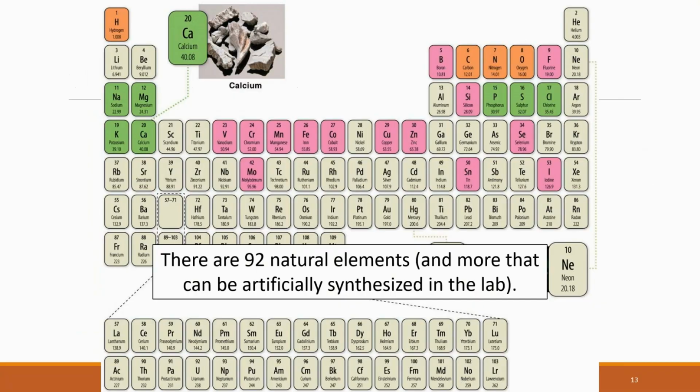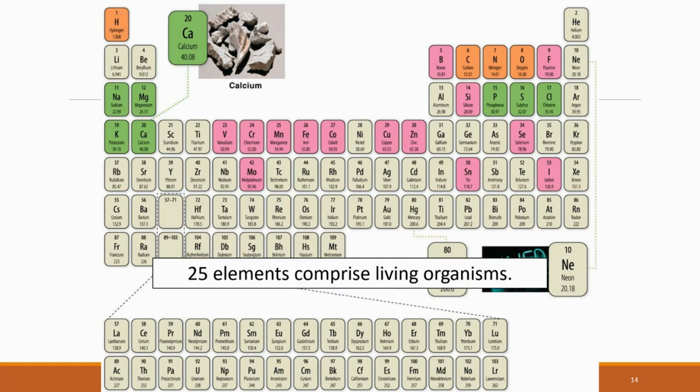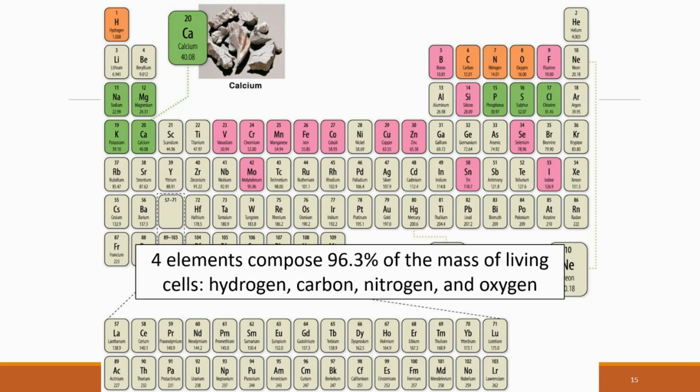And here again, we have a representation of the periodic table of the elements. Of special note here are the 25 elements that comprise living organisms. As we'll cover later, there are 4 biomolecules of life, and these biomolecules are going to be entirely made up of the orange elements seen in this table: hydrogen, carbon, nitrogen, and oxygen. And these 4 elements compose 96.3% of the mass of living cells.